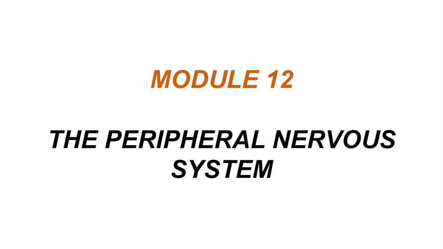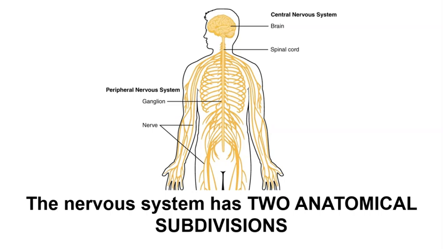Within Module 12, we will explore the peripheral nervous system. So the human nervous system has two anatomical subdivisions, the central nervous system and the peripheral nervous system. Anatomically, we study them separately, but they are seamlessly connected and each division depends on one another. That is, the central nervous system would not function properly without the peripheral nervous system and vice versa.